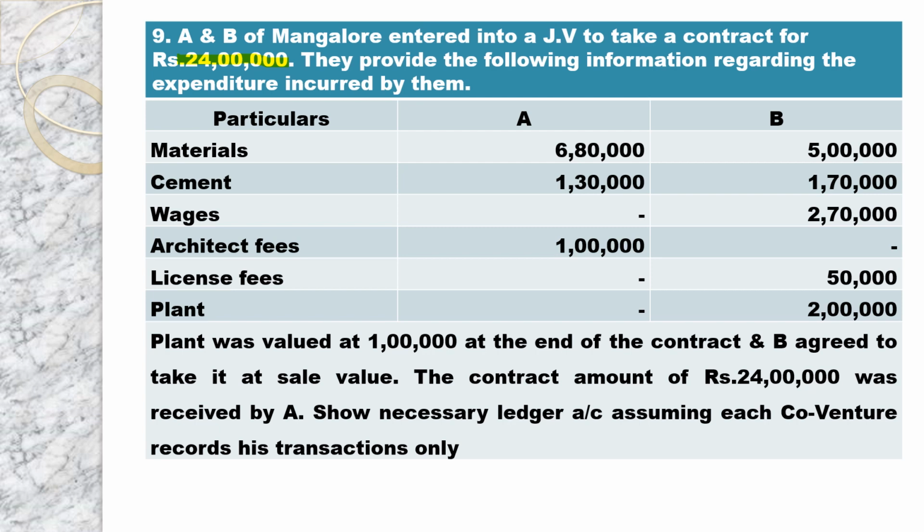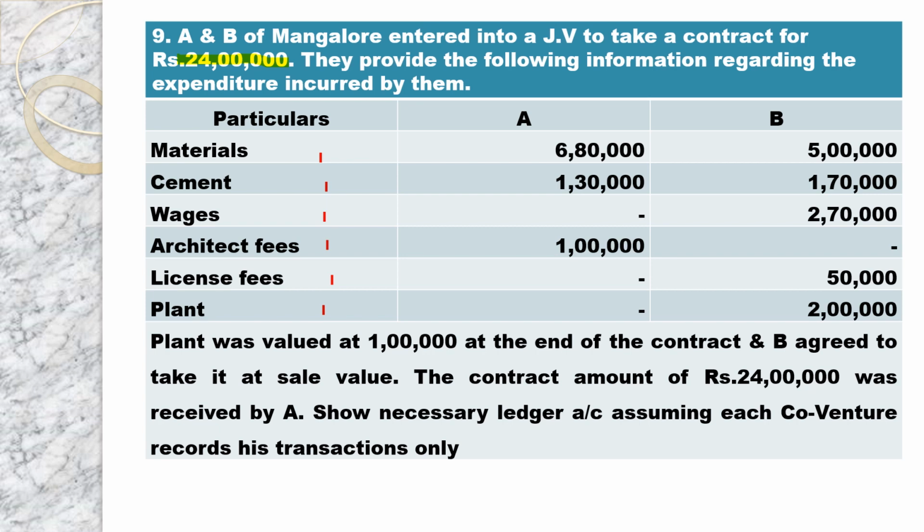They provide the following information regarding the expenditure incurred by them. So we have materials debit side, cement provided by A and B debit side, and then we have wages of A and B. A has not paid any wages as such. So wages is paid by B debit side. Next we have architect fees paid by A debit side, license fees paid by B debit side, plant purchased by B debit side. So all these 6 items will come in debit side.